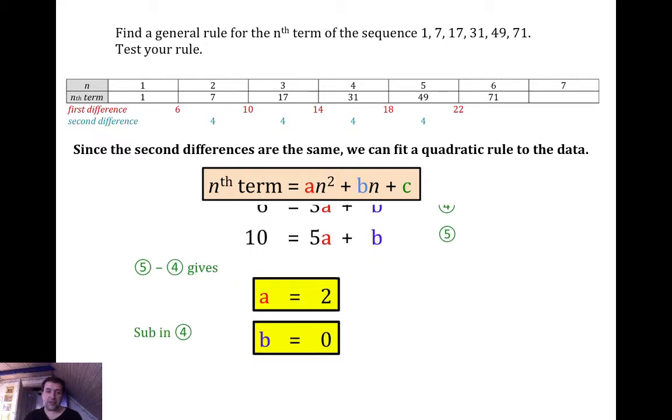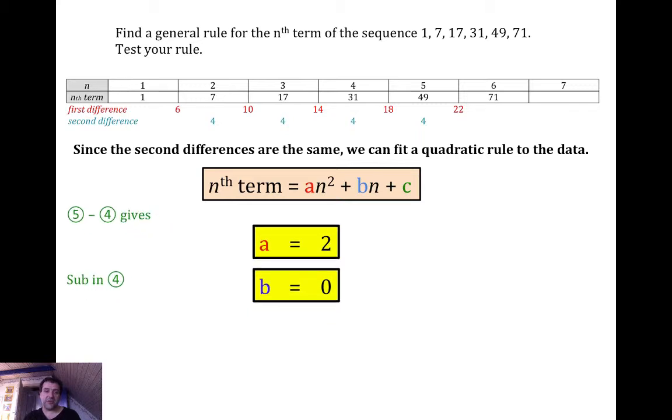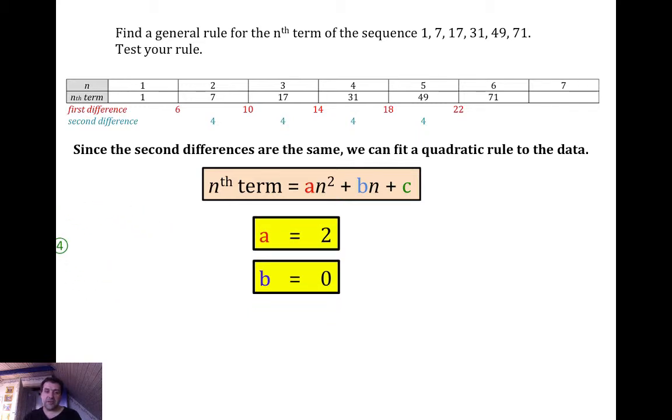So that's what I'm going to do next. Again, I'm just going to move these away to give myself some space. And I'm going to substitute in equation 1, which, if you remember, was 1 equals a plus b plus c. So plugging a equals 2 and b equals 0 into that, we get 1 equals 2 plus 0 plus c, or in other words, 1 equals 2 plus c. Take away the 2 from both sides to get the c on its own, and we've got minus 1 is equal to c. So that's what c is.